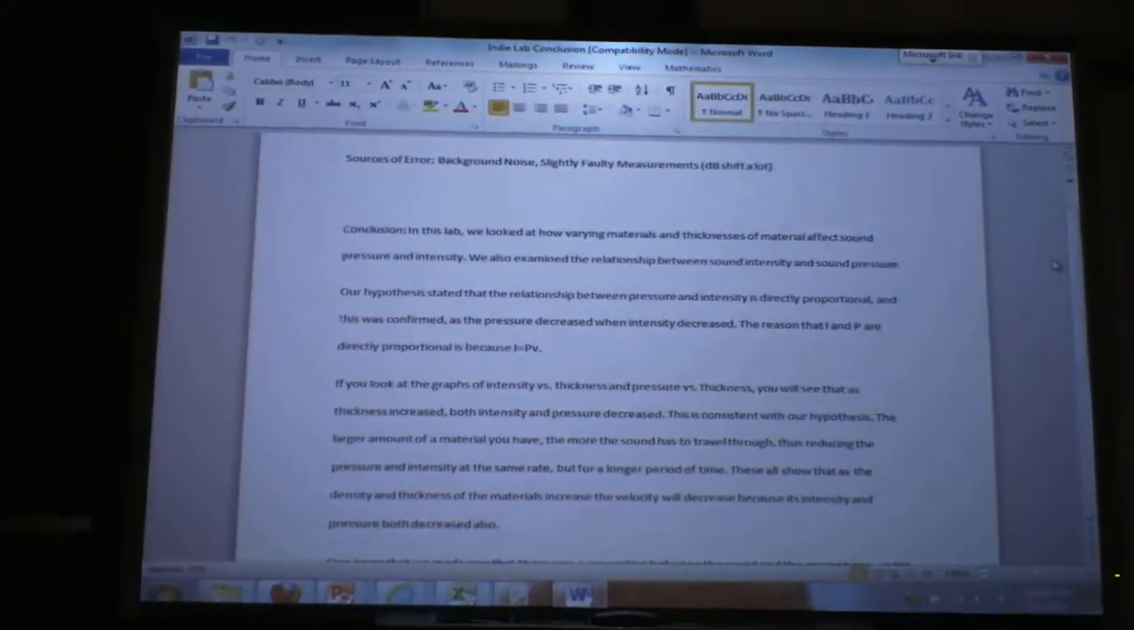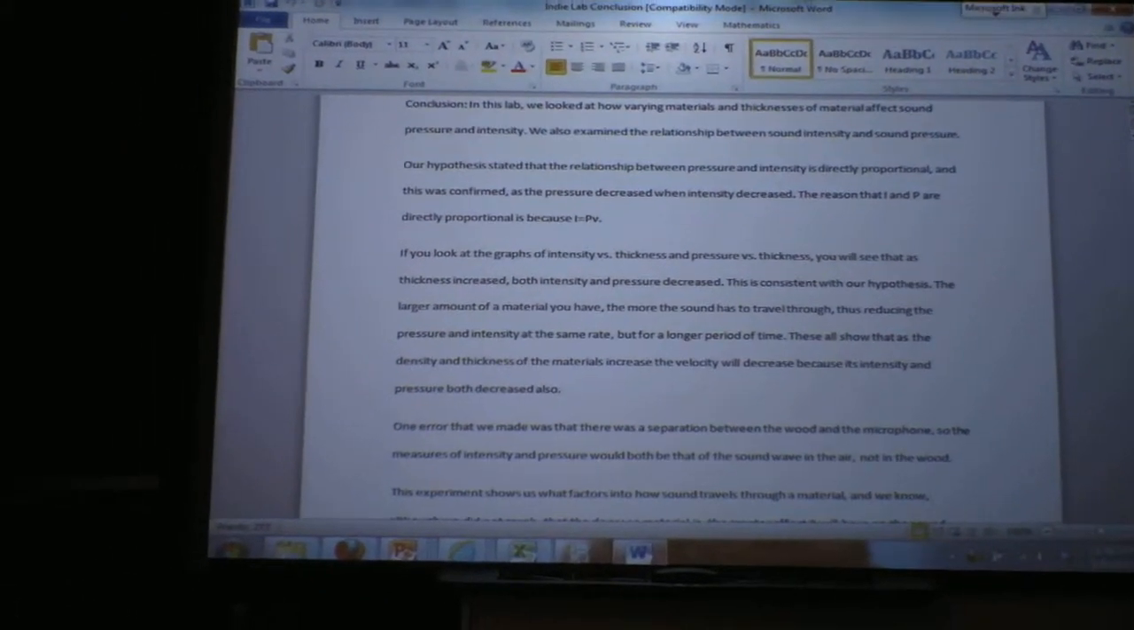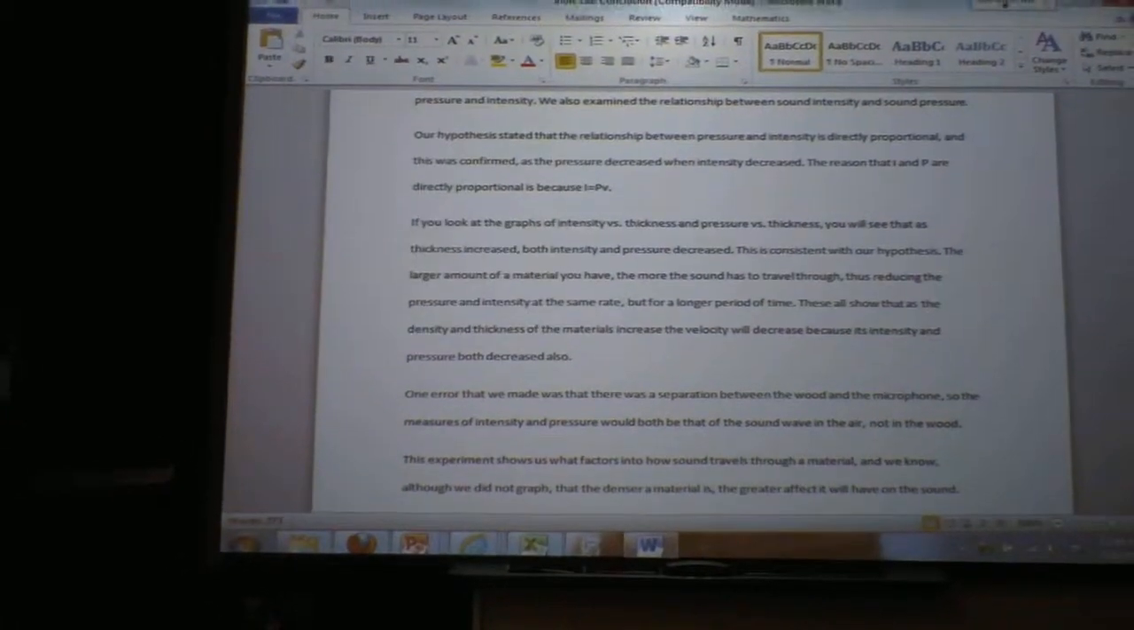Do you have an equation that relates speed to density of a material? We didn't find one. Do you guys have one? Velocity equals the square root of F_T over mu, not mu naught, but mu. So it depends on density, but it also depends on F_T, the tension of the medium, which is the air. That equals the speed.